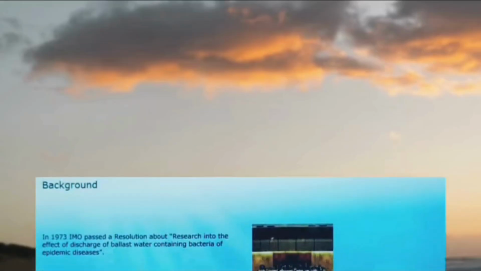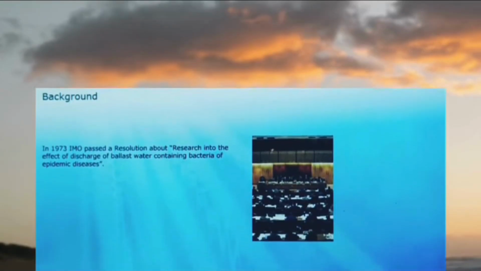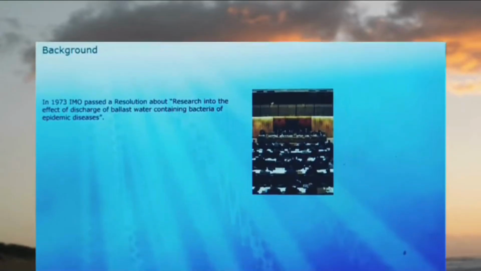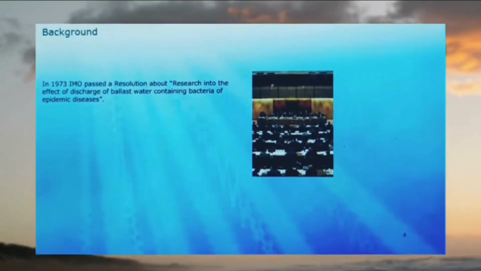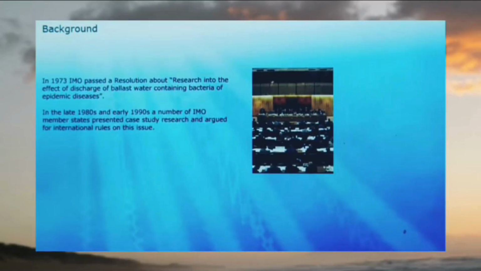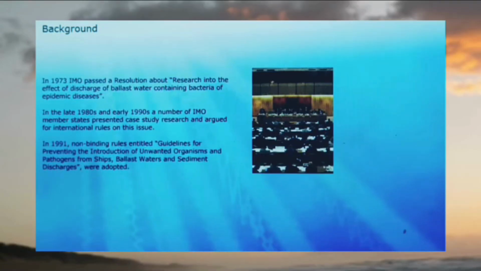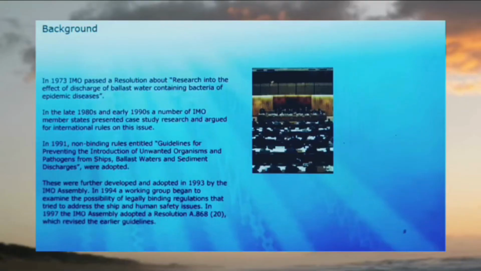In 1973, IMO passed a resolution about research into the effect of discharge of ballast water containing bacteria of epidemic diseases. In the late 1980s and early 1990s, a number of IMO member states presented case study research and argued for international rules on this issue. In 1991, non-binding rules entitled Guidelines for Preventing the Introduction of Unwanted Organisms and Pathogens from Ships, Ballast Waters and Sediment Discharges were adopted. These were further developed and adopted in 1993 by the IMO Assembly.